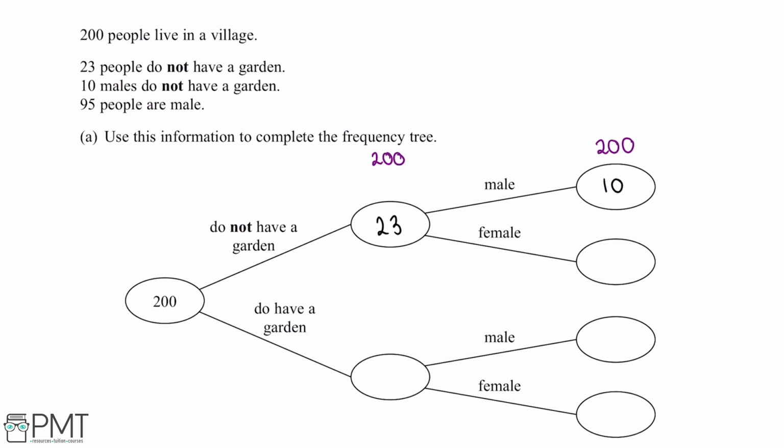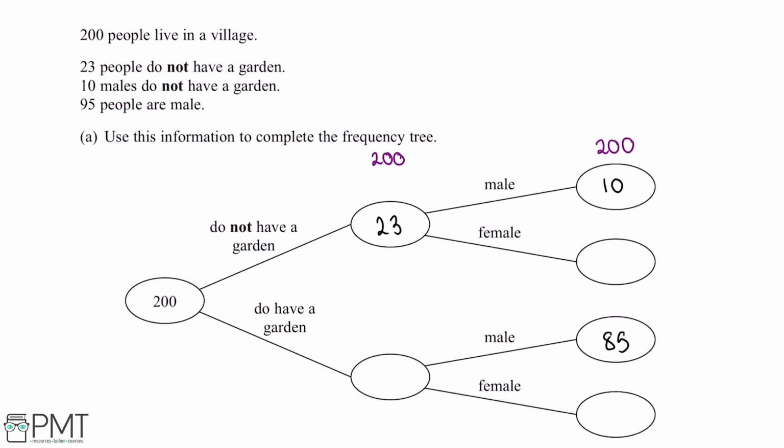Now the final bit of information we've been told in the question is that 95 people are male. So if the number of people who do not have a garden and are male is 10, and there are 95 males in total, then the number of males who do have a garden, which will be this circle here, will be 85. And we can see if we add 85 and 10 together, we'll get an answer of 95. So we can now fill in the rest of this frequency tree from the information which we've filled in.